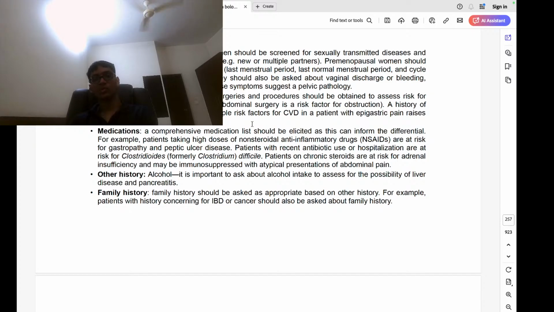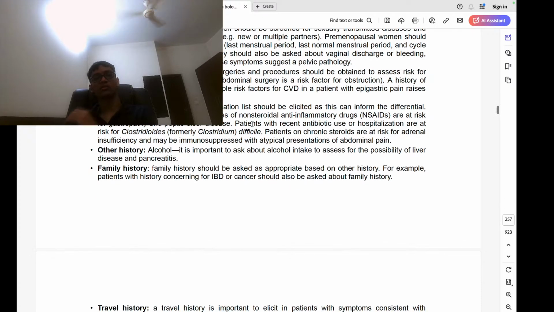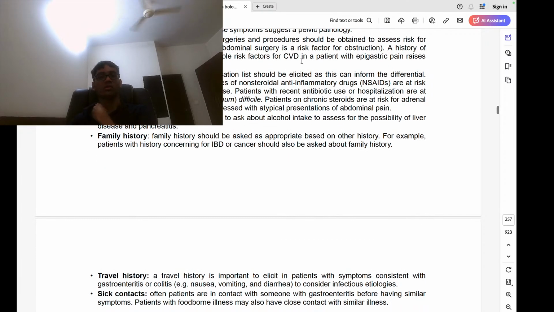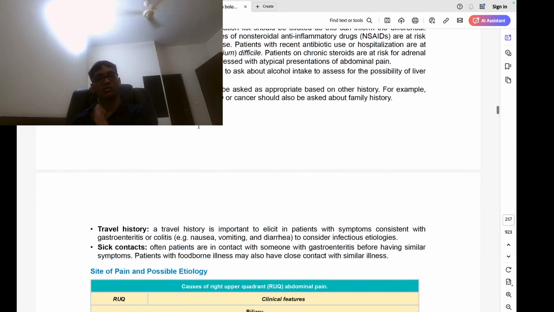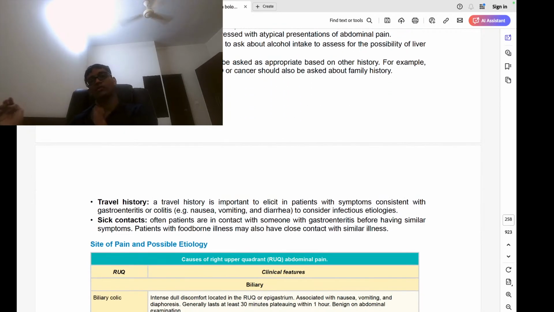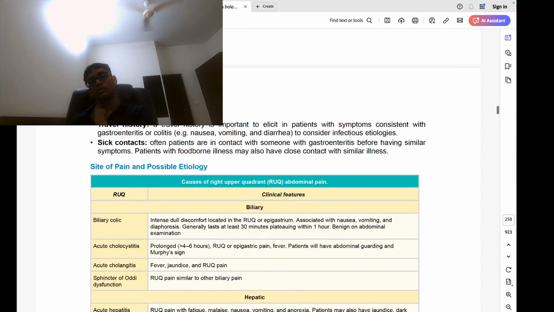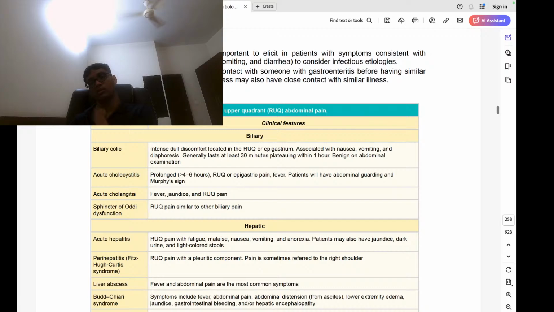Patients with recent antibiotic use or hospitalization are at risk for Clostridium. Other history: patients on chronic steroids are at risk for adrenal insufficiency and may be immunosuppressed with atypical signs of abdominal pain. Alcohol is important to ask about for liver disease and pancreatitis. Family history should be asked for IBD or cancer, and travel history for nausea and diarrhea etiology.